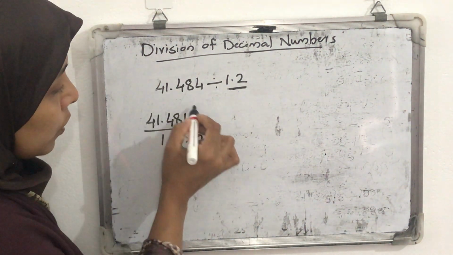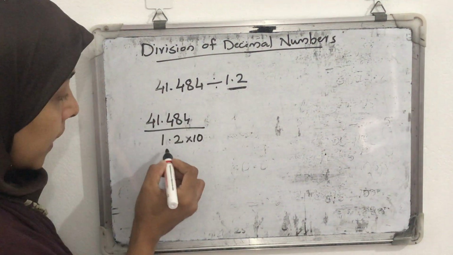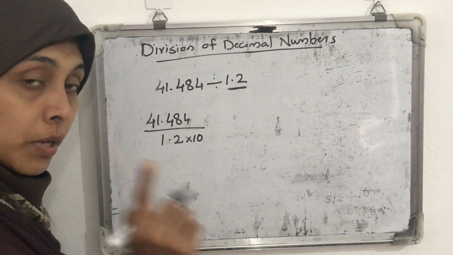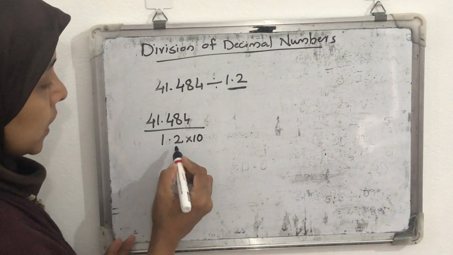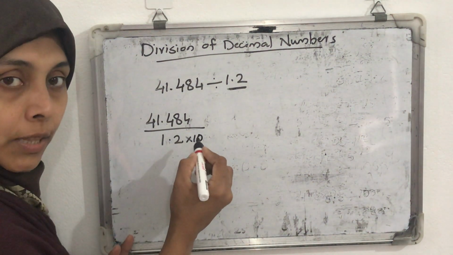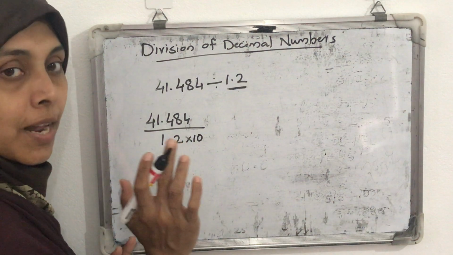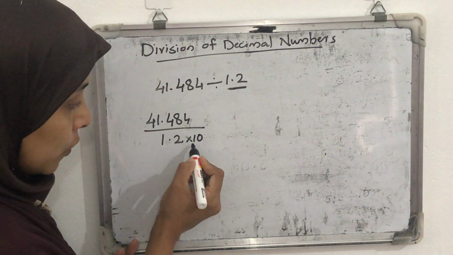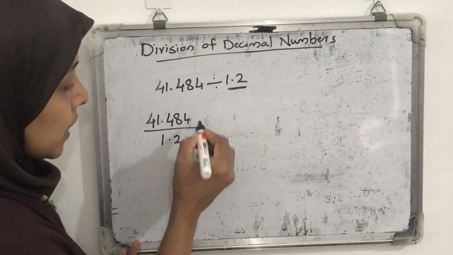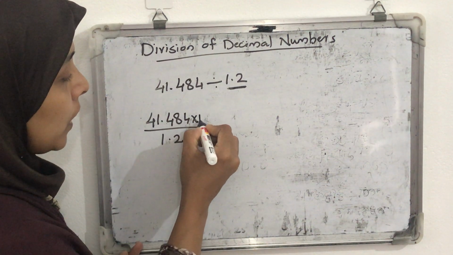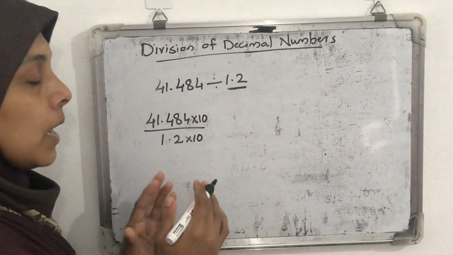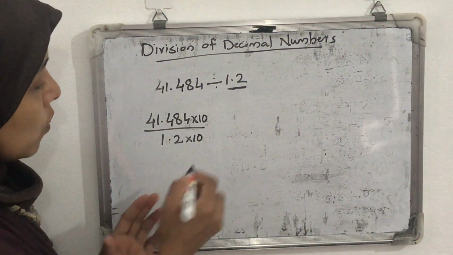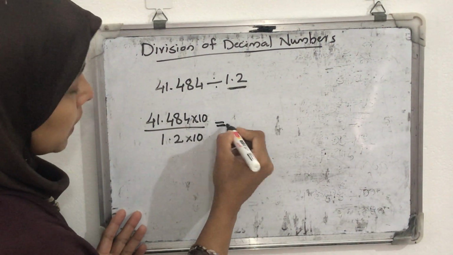At that time, no need of caring here. Only care about the denominator. The denominator we want to make into a whole number. So when we multiply 1.2 with 10, we will get a whole number, 12. So we multiply with 10, and the same we want to do on the numerator also, because otherwise the value will change. Now what will be the answer for this?